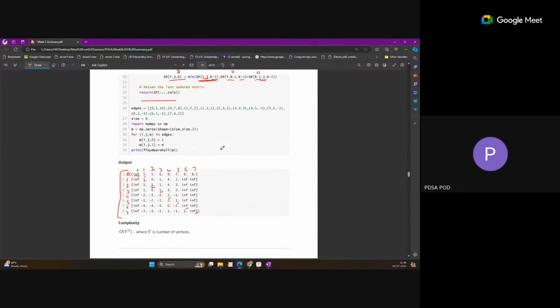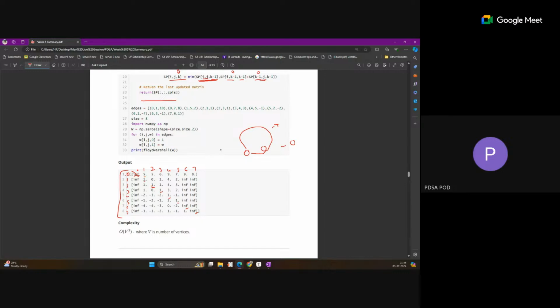It also detects a negative weight cycle. If you get a negative distance on the diagonal, like 0 to 0 or 1 to 1, at any diagonal value, that means there is a negative weight cycle. A negative value on the diagonal represents a negative cycle in the graph. So you can detect a negative weight cycle if you get a negative value in the diagonal of this matrix at any point.